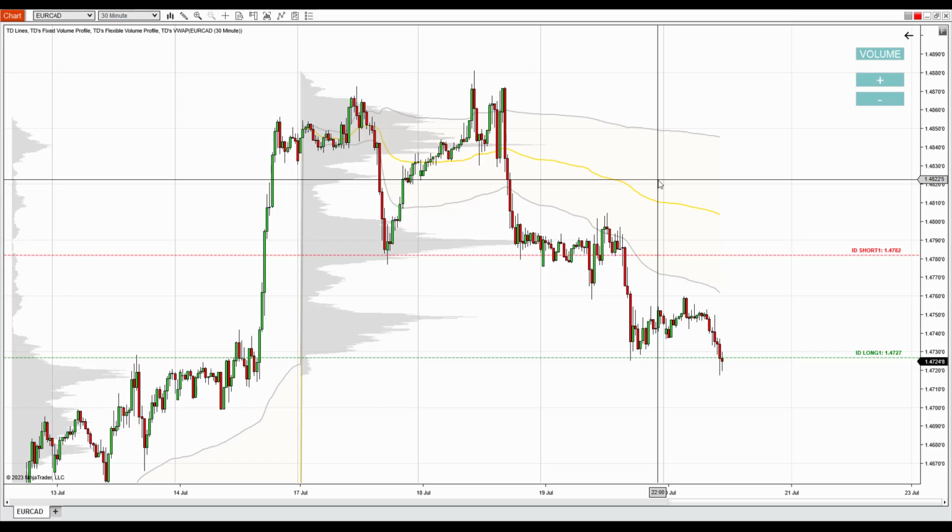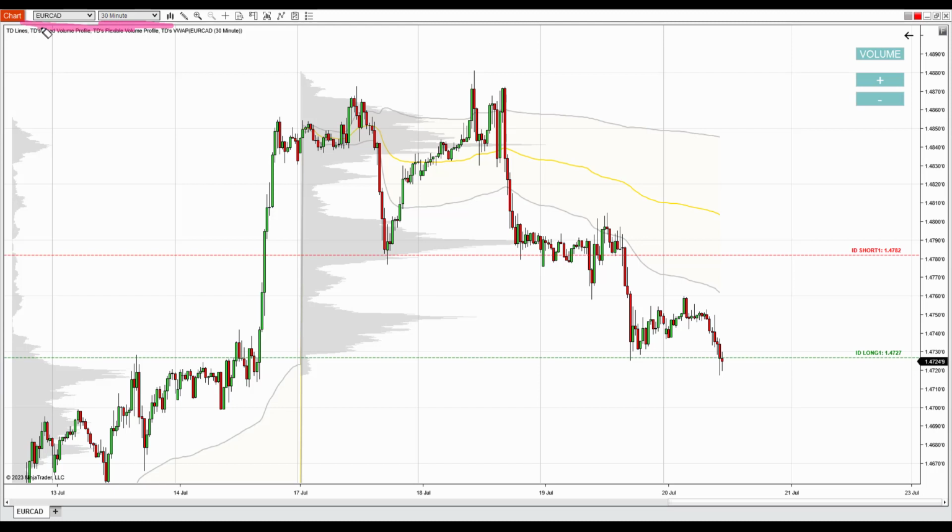Today I want to do a day trading analysis of Euro Canadian dollar. What you see before you is the 30-minute chart of the Euro Canadian dollar. This is NinjaTrader 8 platform with my custom-made volume profile and VWAP indicators.